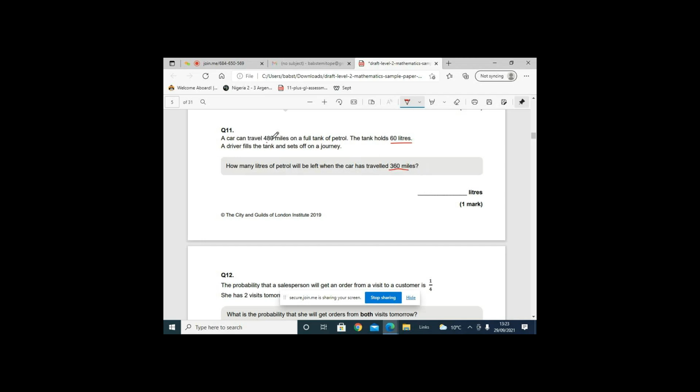What you need to do is this. How long does it take? If this one is 60 and this one is 480, how many liters do you think it's going to travel for? He's using 60 liters for 480 miles. So you want to know 60 for 480. You get it.